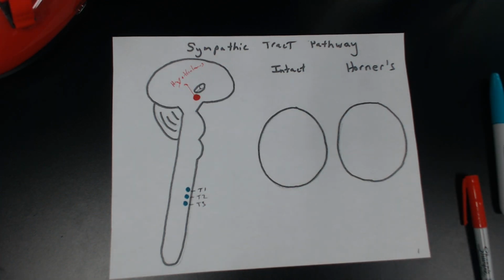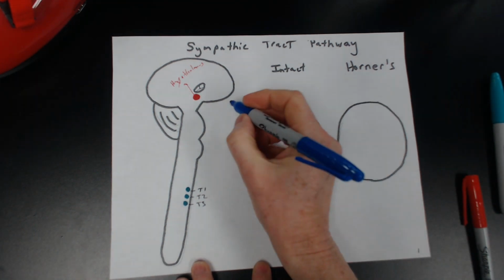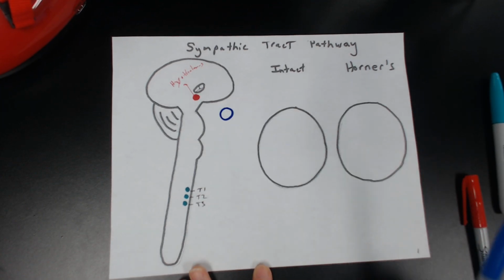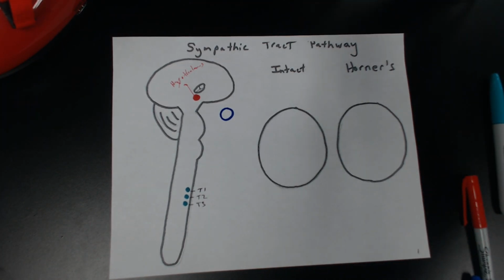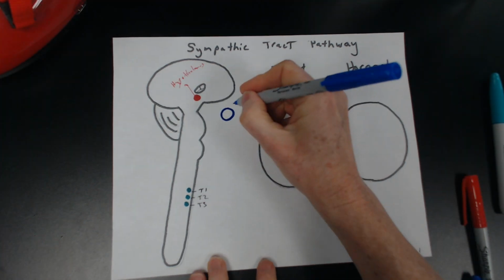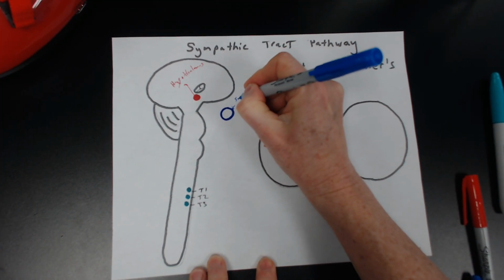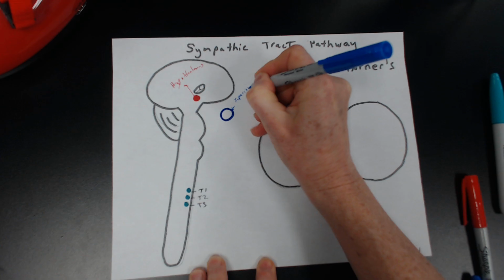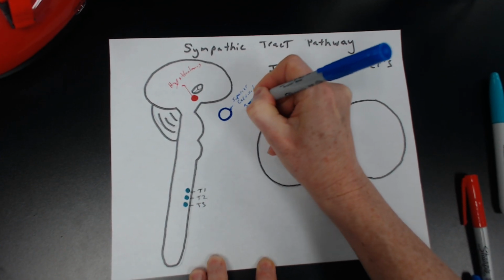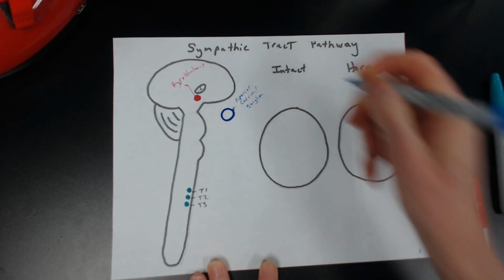There's also going to be another player here that's going to be important. I'm going to represent it outside. This is something known as your superior cervical ganglion. Okay, your superior cervical ganglion.